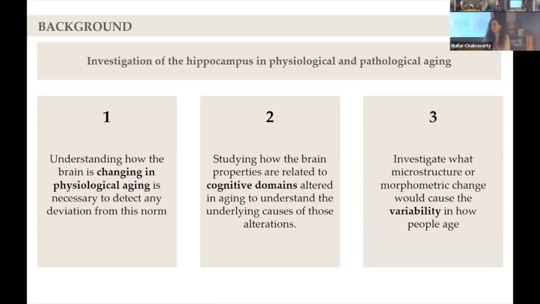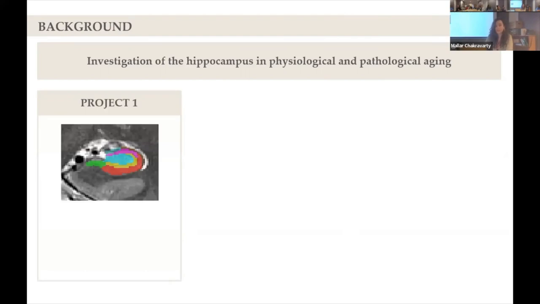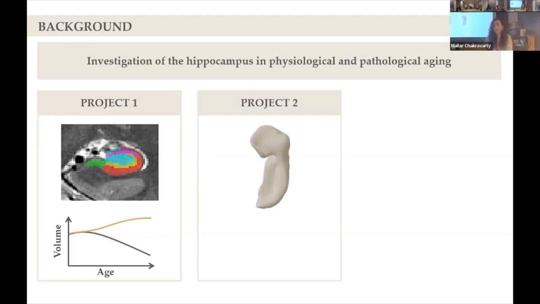In my first project, more specifically, I wanted to look at the hippocampal subfields, which are different regions in the hippocampus. We wanted to mostly focus on the methodological aspect, which is to try to understand why we see a lot of variability in the findings on how the hippocampus changes with age, because there is a lot of inconsistency in the literature regarding that. In the second project, we wanted to use some metrics which are a bit more specific, which are shape measurements.